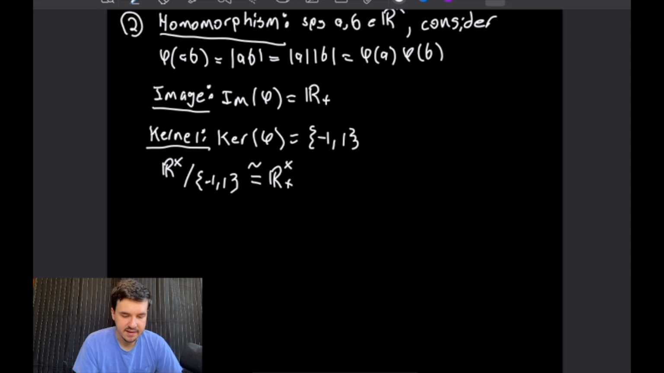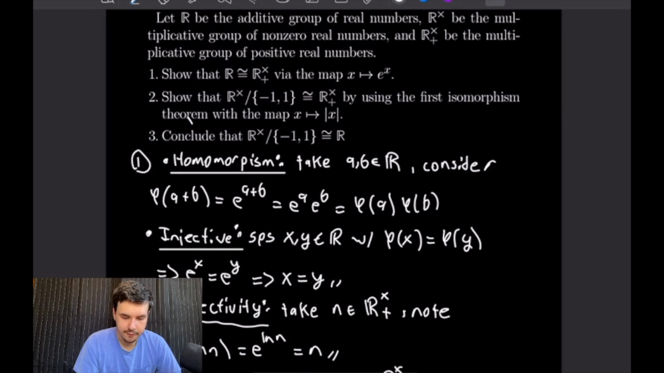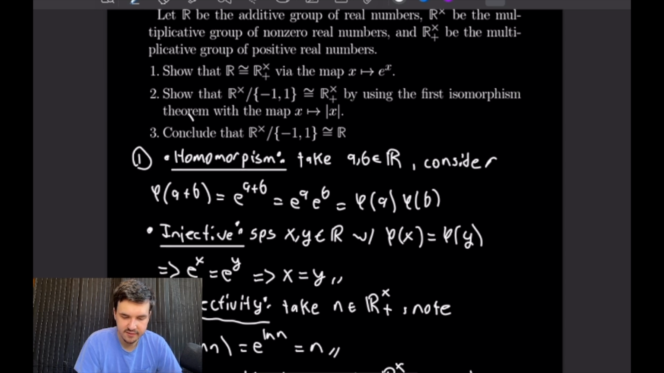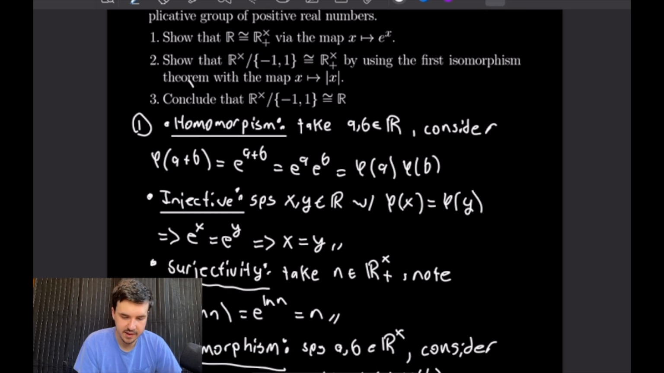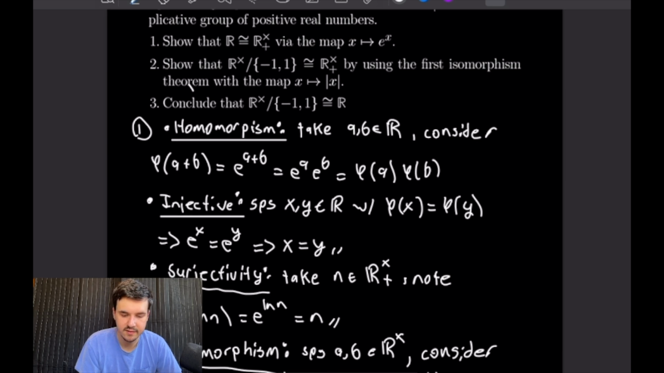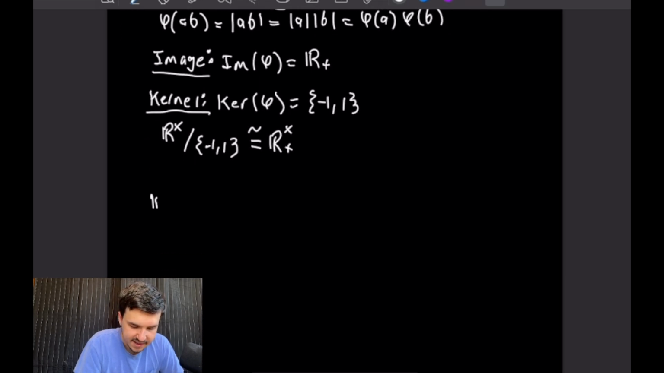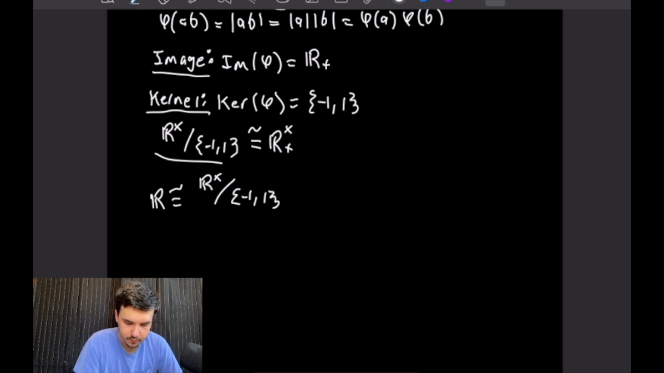So now we can combine these results. Well, let's see, what did we prove so far? We've proven that the additive group of reals is isomorphic to the multiplicative group of positive real numbers, and we've proven that the multiplicative group of positive real numbers is isomorphic to the multiplicative group of non-zero real numbers, mod out the set {-1, 1}. So by transitivity, R is isomorphic to this quotient group we just found, the multiplicative group of non-zero reals, mod out {-1, 1}. Great. So that finishes this last problem off, and that's a good place to stop.